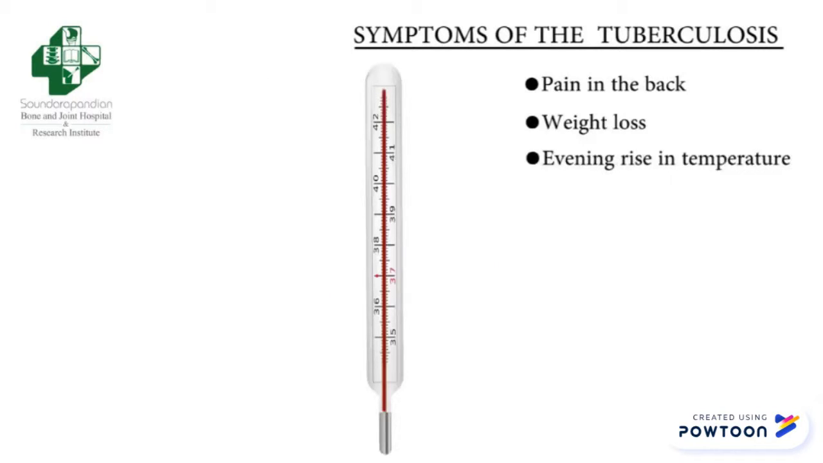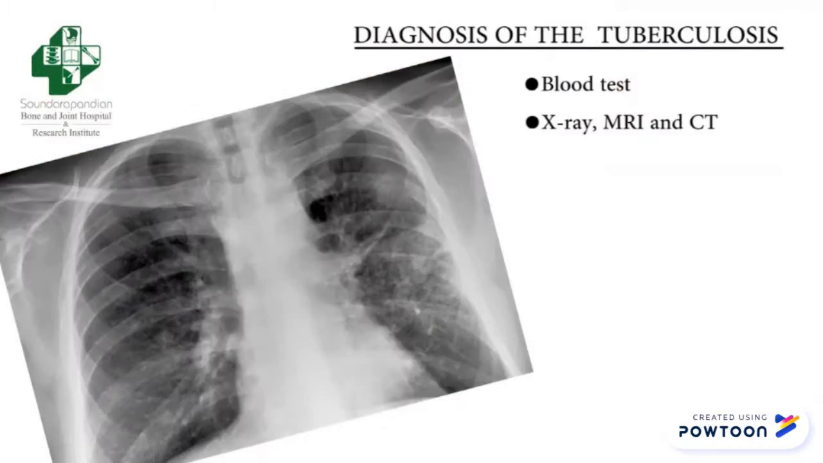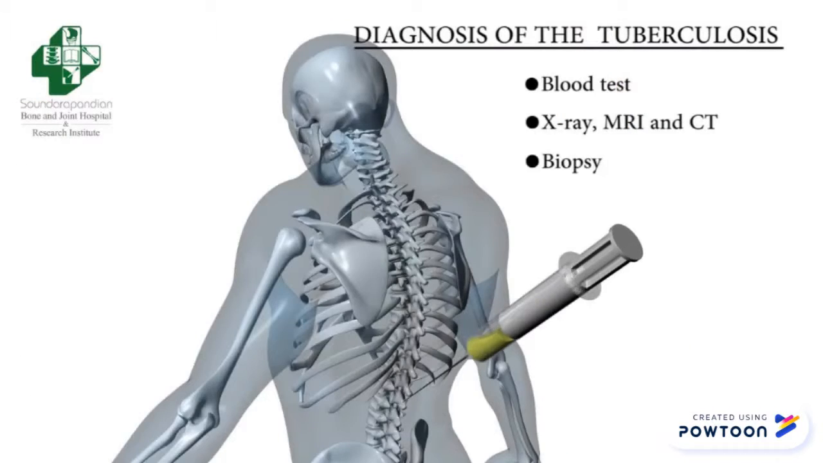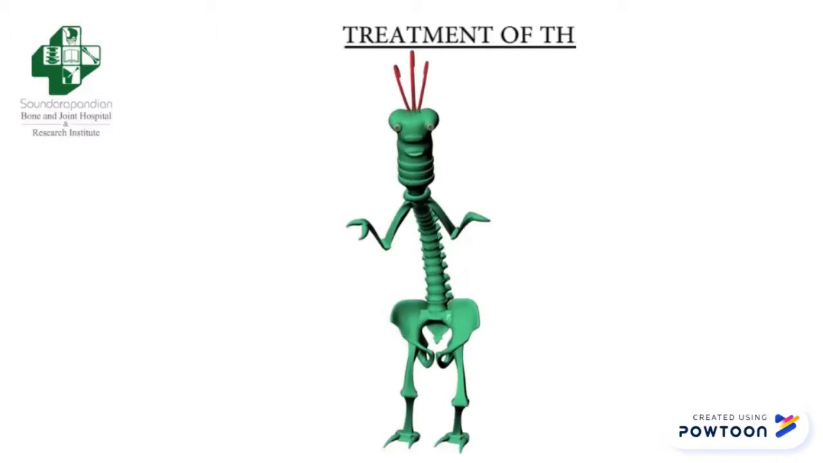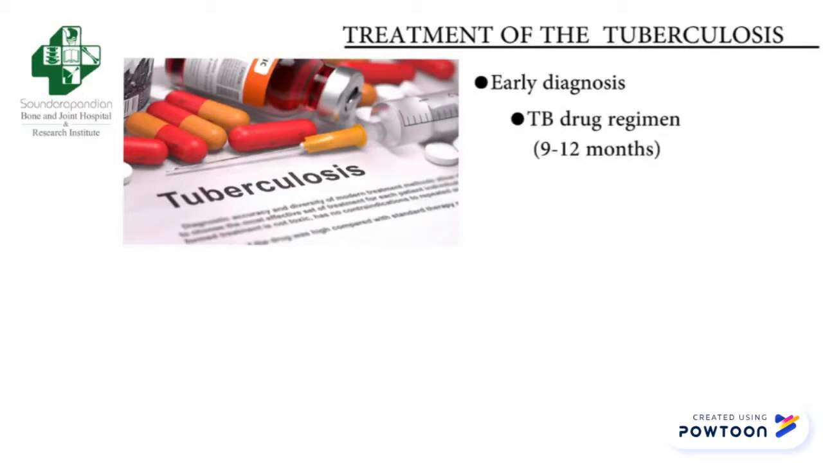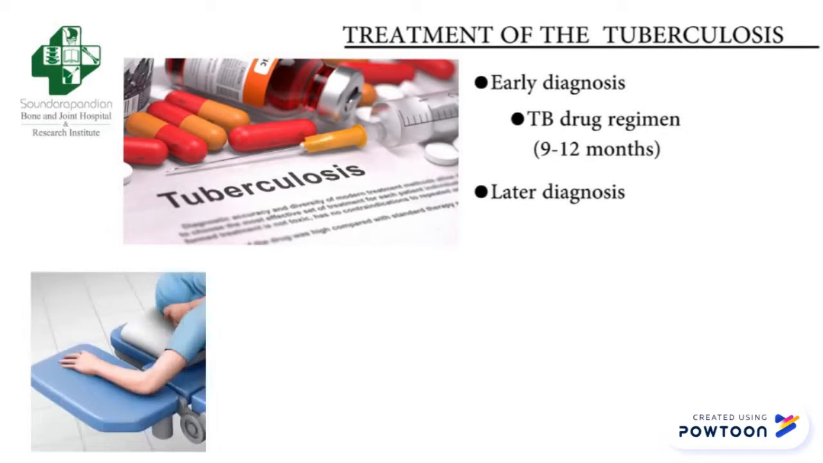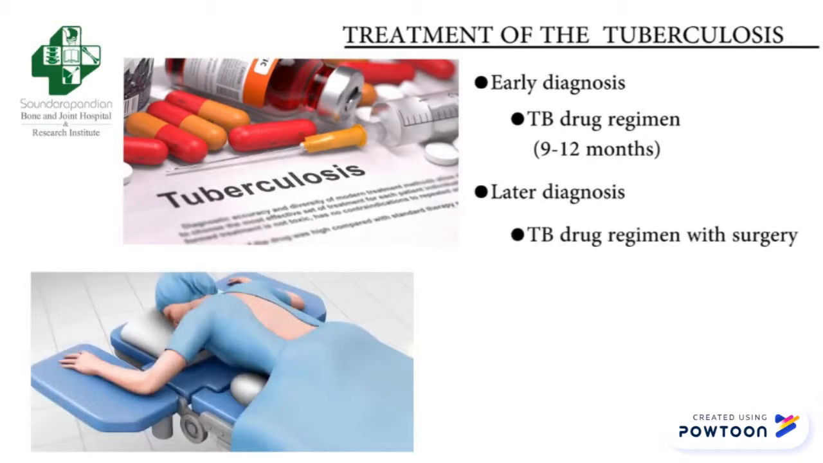Your doctor can easily diagnose it with blood tests, imaging, and a biopsy. But how do you treat it? In the early stages, medication for 9 to 12 months will cure it. But if it's in a later stage, you'll need surgery with the medication.